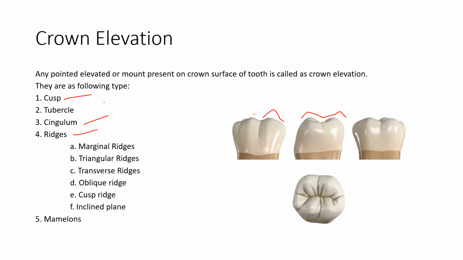Ridges are of different types: marginal ridges, triangular ridges, transverse ridge, oblique ridge, cusp ridge, and inclined plane. Inclined plane is considered to be a slope along with the ridge, but still that is elevated, so it's considered under elevation. And then you will see the mamelons which are present on the crown.